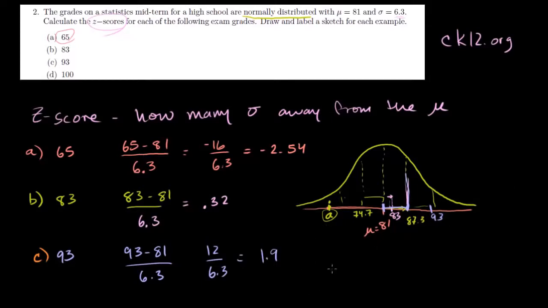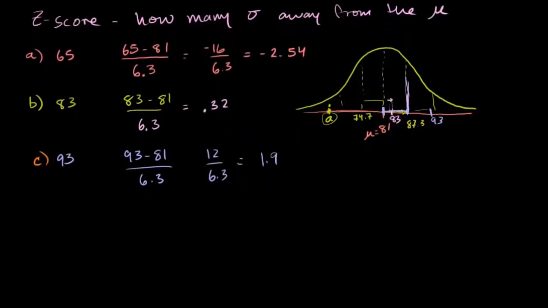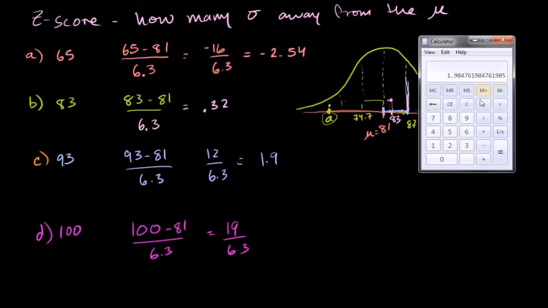Part D. A score of 100. We don't even need the problem anymore. Same thing. We figure out how far is 100 above the mean. Remember, the mean was 81. And we divide that by the magnitude of our standard deviation. So 100 minus 81 is equal to 19 over 6.3. So it's going to be a little over 3 standard deviations. And in the next problem, we'll see what that implies in terms of the probability of that actually occurring. But if we just want to figure out the z-score, 19 divided by 6.3 is equal to 3.01.